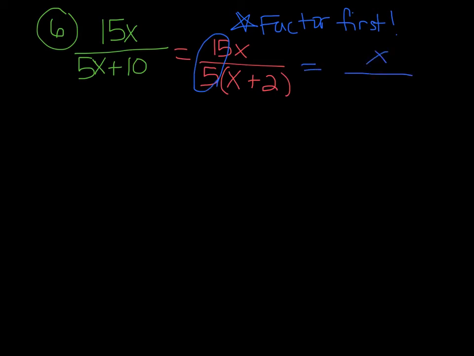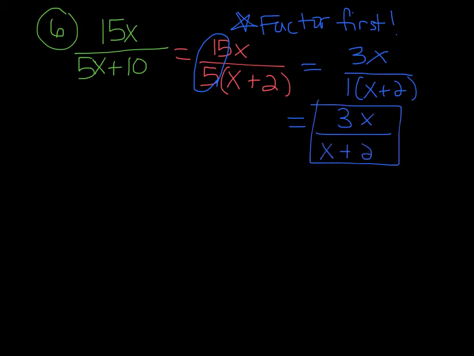When you simplify those, you are going to be left with 3 over 1, or you can just, if you want, you can write it like this. My preferred way of writing it actually is as 3x over x plus 2. And you can't go any further. Remember, you can't cross out your x's. This is my answer for that problem.